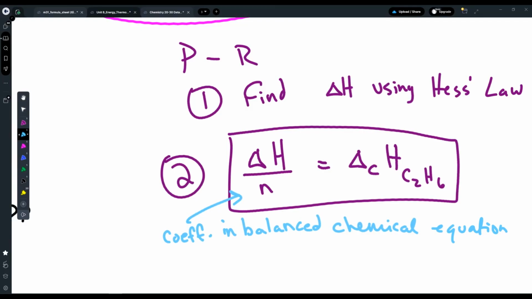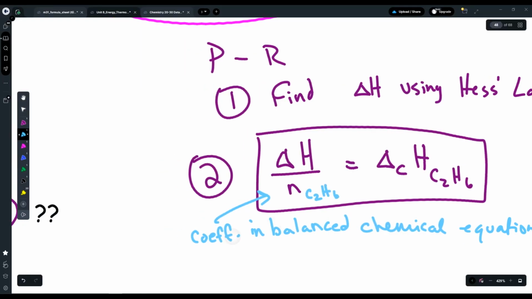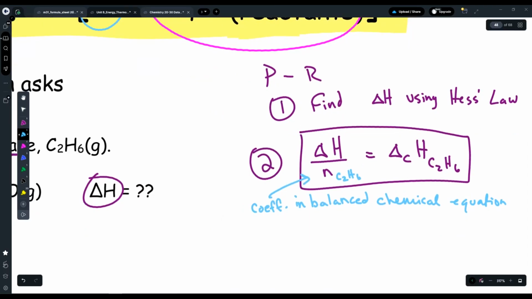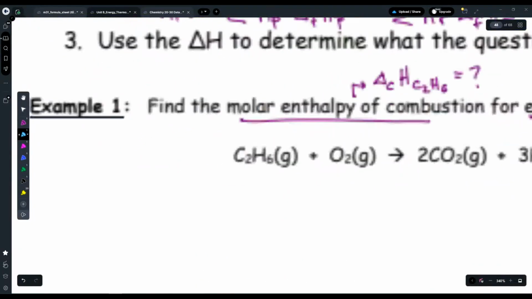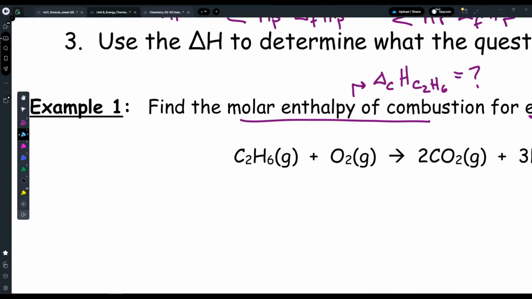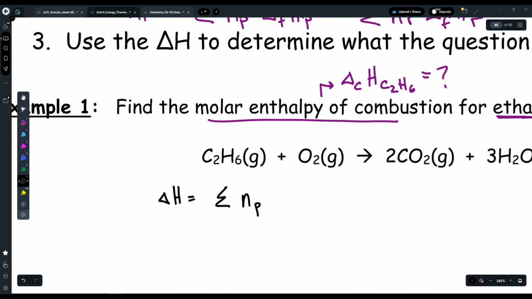And it's going to be the moles of ethane that you use. Okay, so let's get started with this. So I'm going to first start out with just writing out my formula here. So sum of products minus reactants.